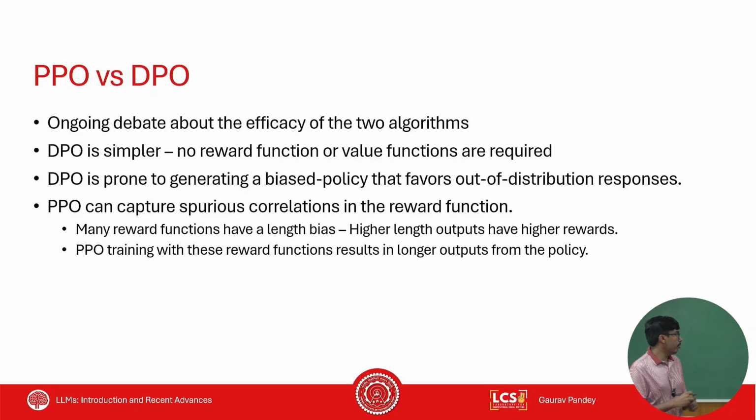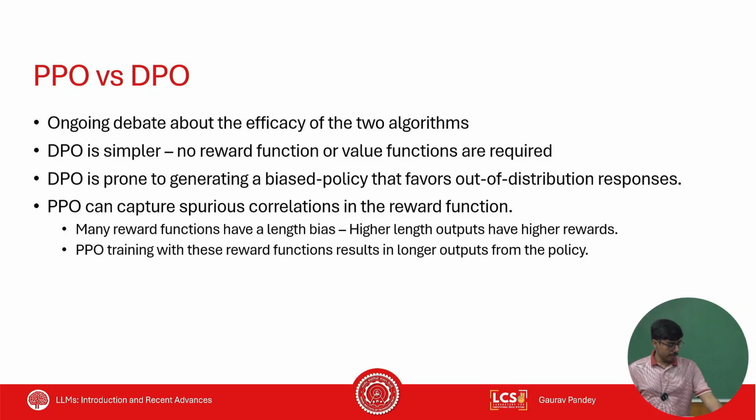DPO is simpler, right? You don't have to learn a reward function, don't have to learn a value function. You just compute the probability of the positive output, probability of the negative output under both current policy and reference policy, and apply your Bradley-Terry loss, right? But the problem with DPO is that its objective function, as I mentioned earlier, does not try to look at all possible output space.